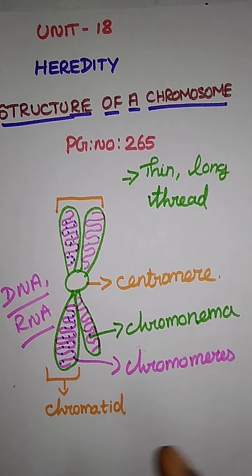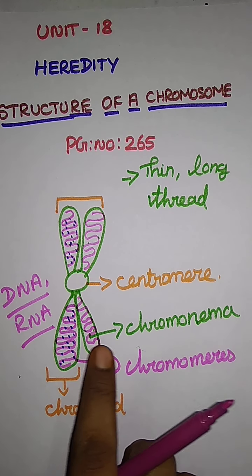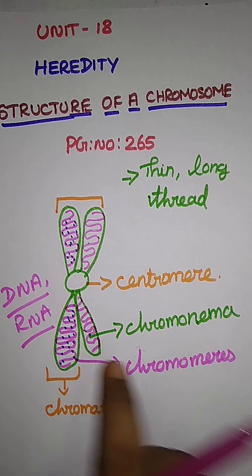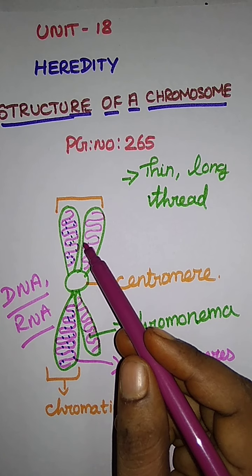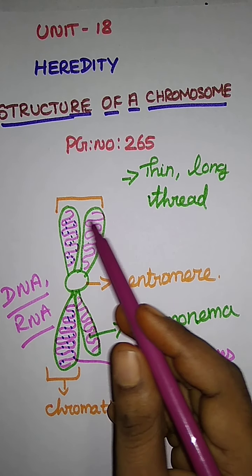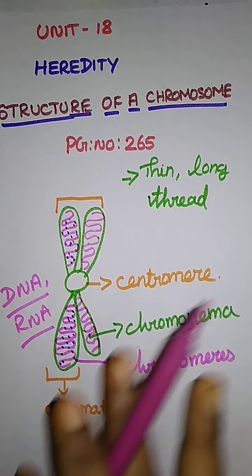Not only that, certain metal ions are also present in this chromosome, and here these proteins provide the structure to the chromosome. What do the proteins do? They give structural support to the chromosome. Okay, this is an overview of the structure of a chromosome.